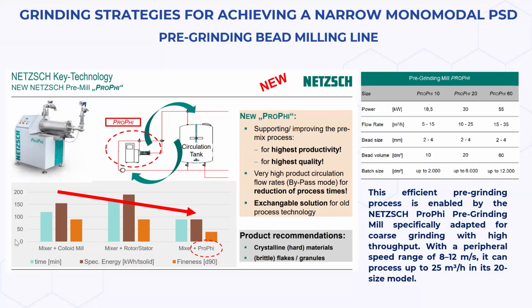The Profi 20 is built for demanding large-scale pre-grinding tasks. It delivers 30 kilowatts of power with a flow rate between 10 and 25 cubic meters per hour, using a grinding chamber volume of 20 liters. It's capable of handling batch sizes up to 6 cubic meters, making it ideal for high-volume operations. As you can see in the chart, the Profi mill requires less energy, achieves faster results, and reaches smaller particle sizes compared to a rotor-stator high-shear homogenizer.